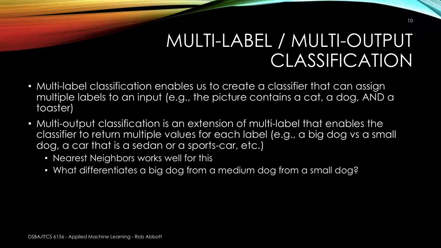Nearest neighbors works very well for these types of classifiers. Gets to be a little fuzzy, like we talked about before. What differentiates a big dog from a medium dog from a small dog? It starts to get a bit muddy into how good this classifier is. So in this case, and don't laugh at my dog when I do this, what ends up here is I end up with my little dog.